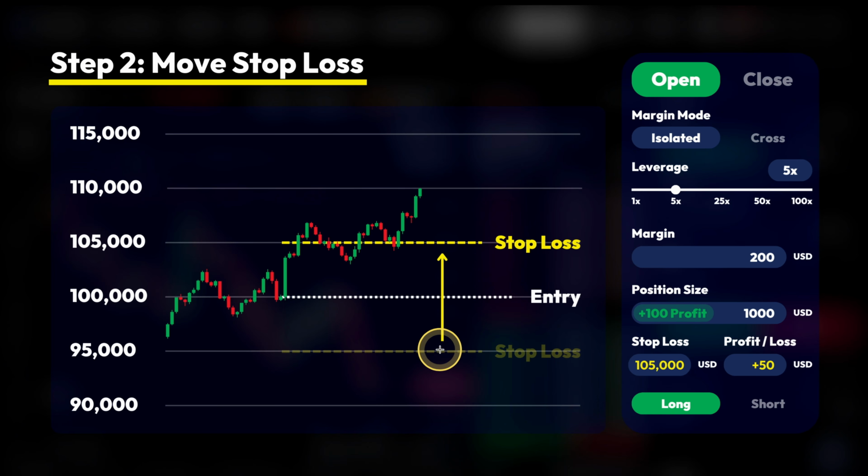And what we can do now is move our stop loss, for example, to $105,000. This would mean 5% above our entry. And now at our stop loss, we would even make a $50 profit at this new price.